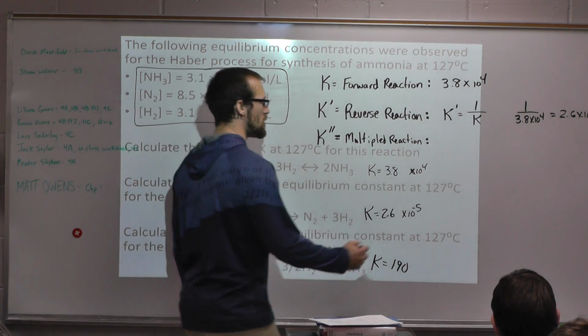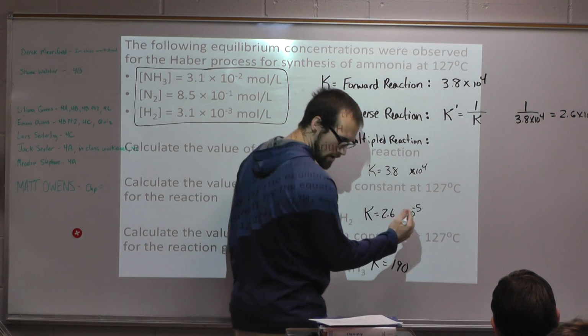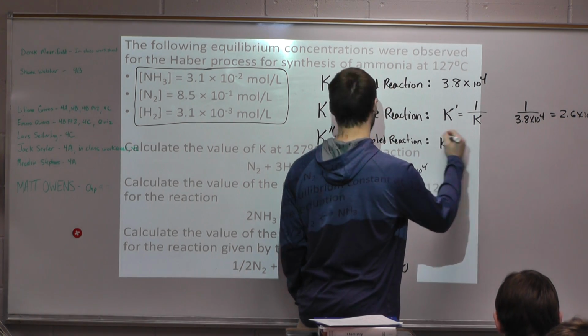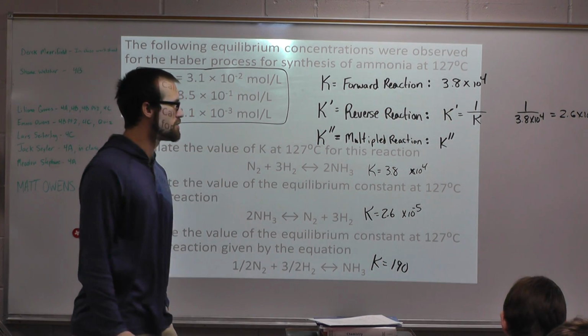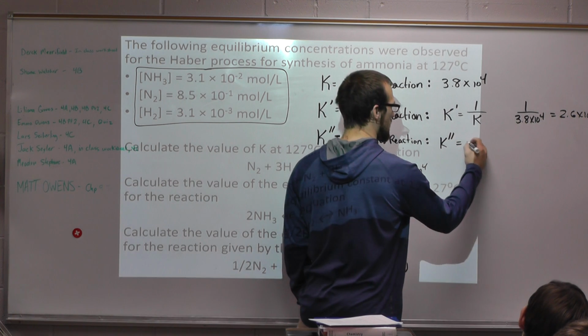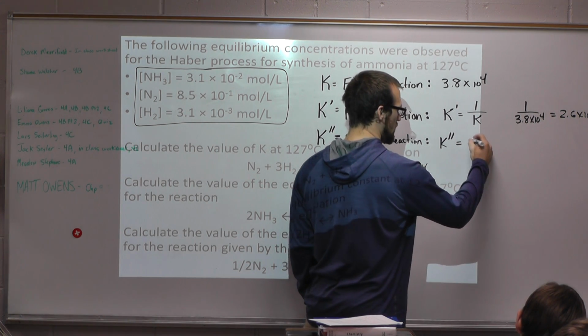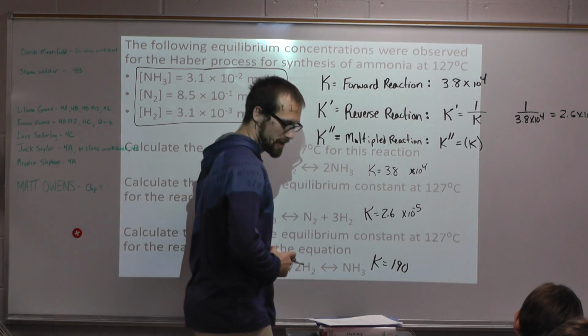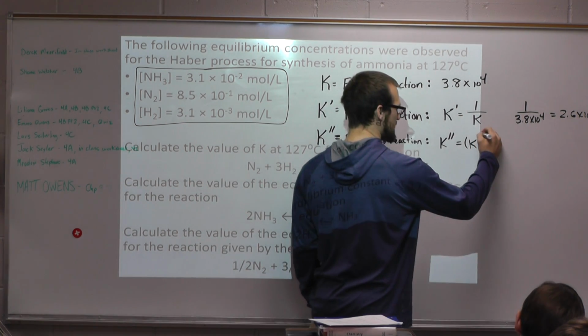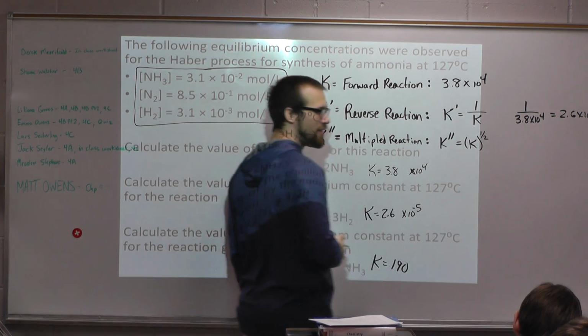A better way to do it would be your K double prime, which is what I'm representing a multiplied reaction by, is going to be K to whatever you multiplied it by's power. So in this case, we multiplied it by a half.